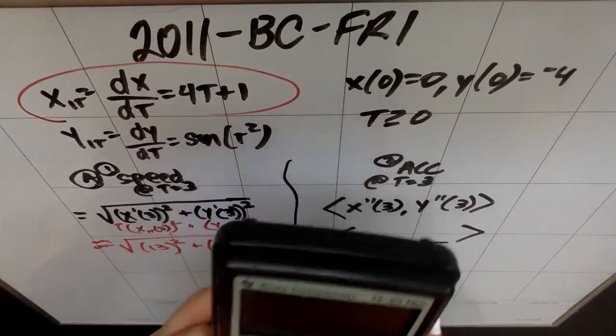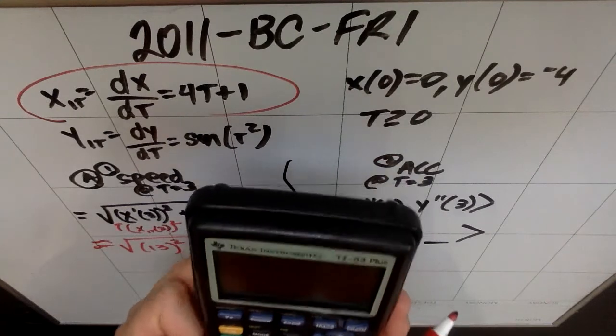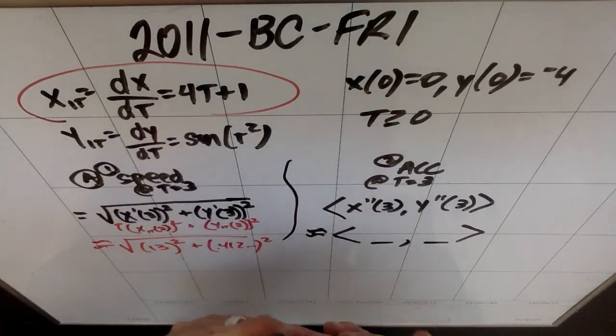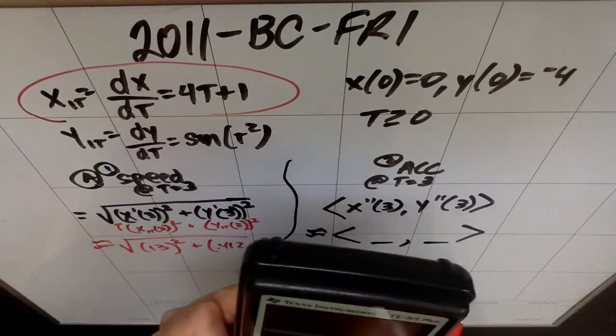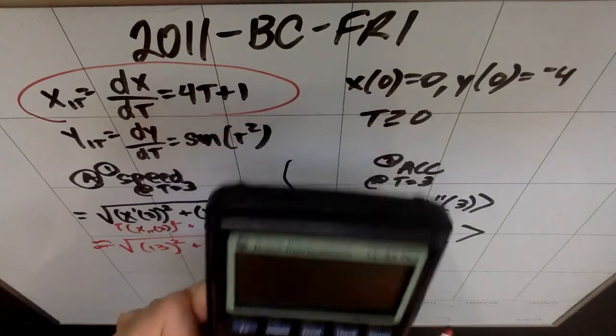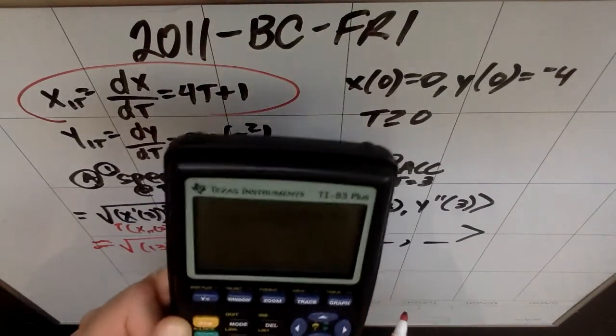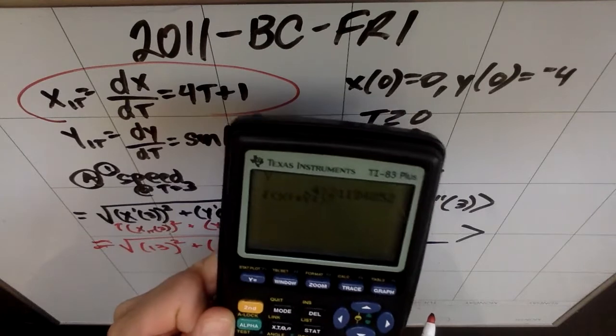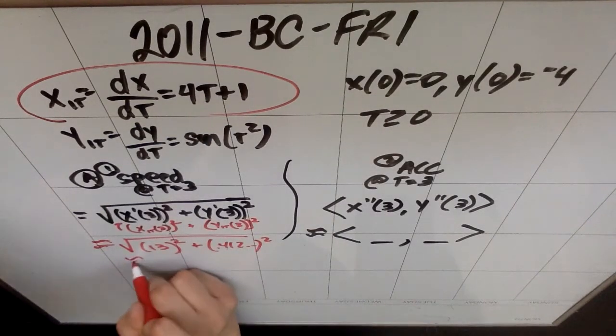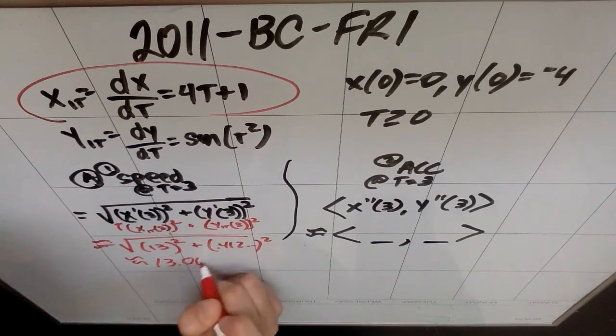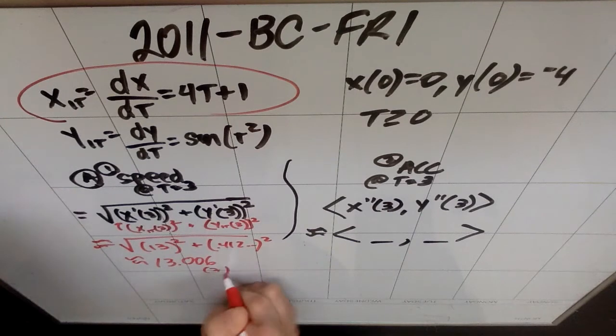If I do x squared plus alpha y squared, oh wait, sorry, I forgot that I was in parametric mode, so it was a t. So I did x squared plus y squared in the square root. That's actually going to be the x and y that were already stored. So I'm going to get that this is approximately 13.006 or 7. That's my speed.